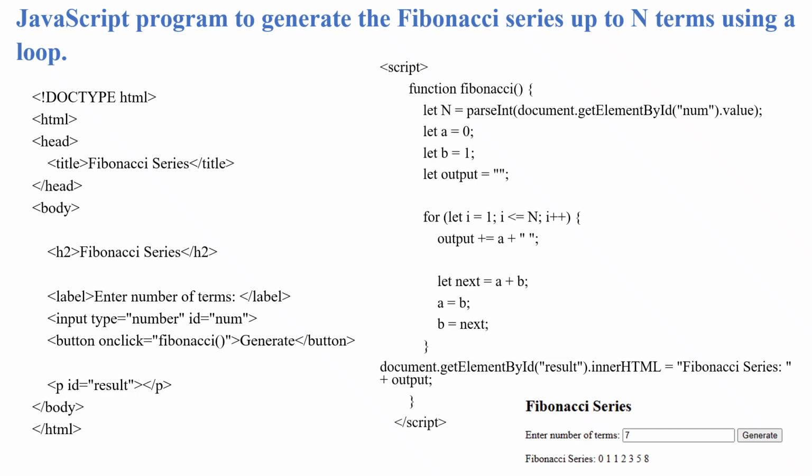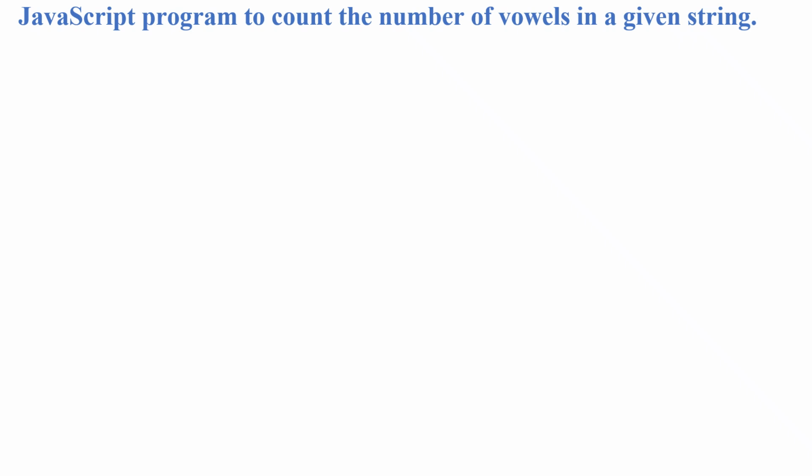Enter the number of terms, 7. Then when you click on the button called Generate, it will generate up to 7 numbers. 0 and 1 are the initial values. Then the addition of these two values gives 1. Then 1 plus 2 is 3. Then 2 plus 3 is 5. And finally it is 8.